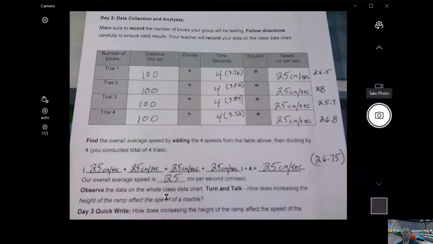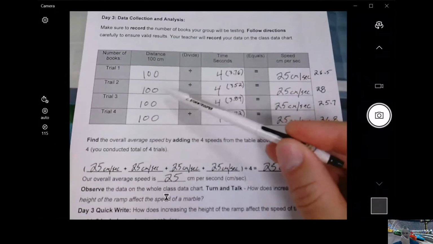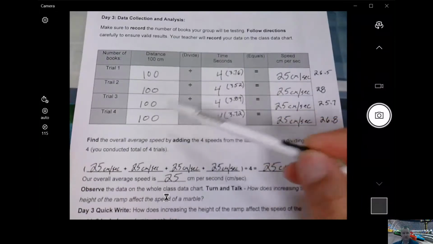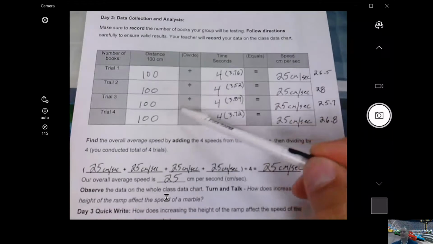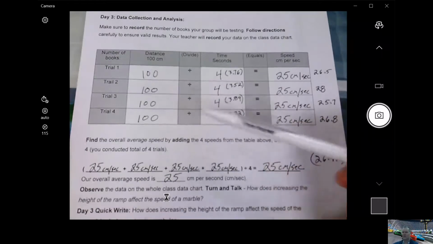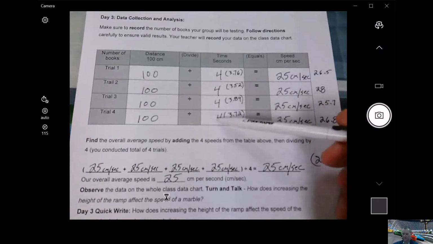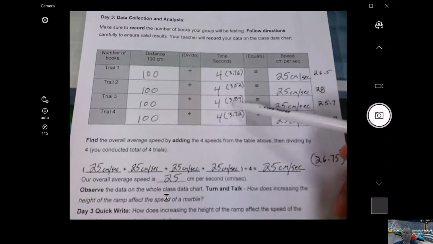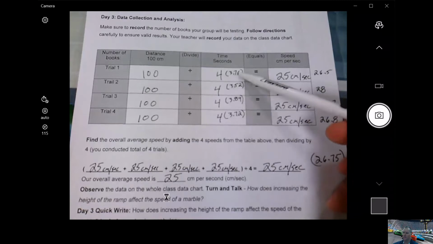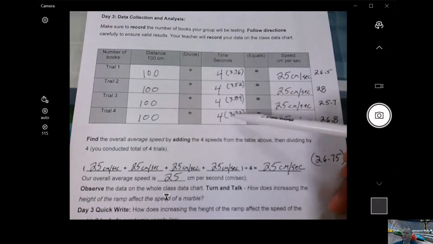There we go. So you can see I did my 4 trials. Remember, I marked the distance as 100. And yes, it does help to have zeros. Makes the math a lot easier. So originally I did round to the nearest second. So and in parentheses is what the original time was. So 3.76, 3.52, 3.89, 3.72.